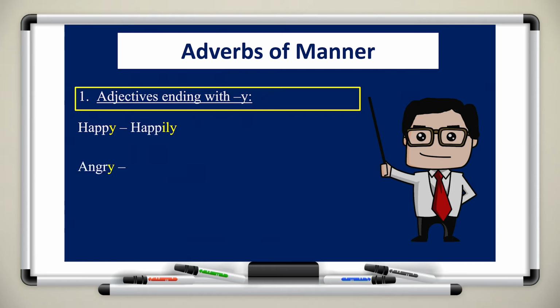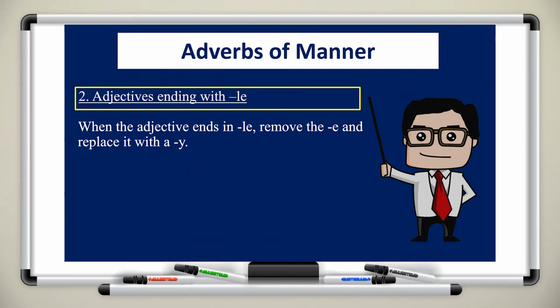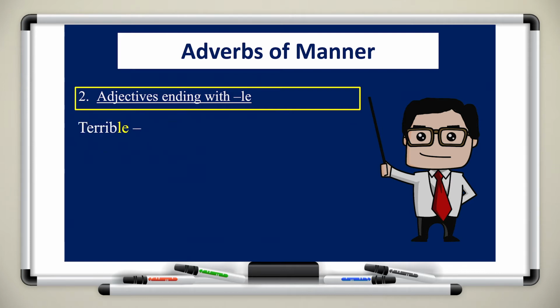If we have angry, we remove the y and we add what? I-L-Y. Now what happens if your adjective ends with le? Very simple. Remove the e and add a y. So if you have the word terrible, all you have to do is remove the e and add a y. Terribly. Very, very simple. And the next example here is incredible. Incredible, remove the e and add a y.